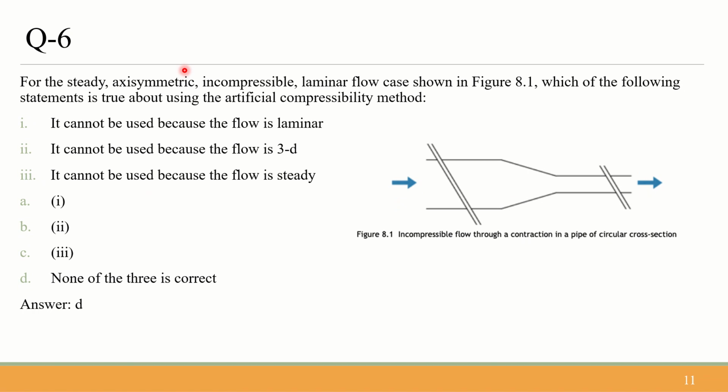Last question, it was about the stream function vorticity method, but in this question it is about the artificial compressibility method. Only that difference is there. So the last options we have eliminated on the basis of considering the stream function vorticity approach. The stream function vorticity approach has a limitation for steady state and three-dimensional problems, whereas in the artificial compressibility method there is no limitation for steady state. Therefore, we can in fact use it, and therefore none of the three is correct is the right answer.